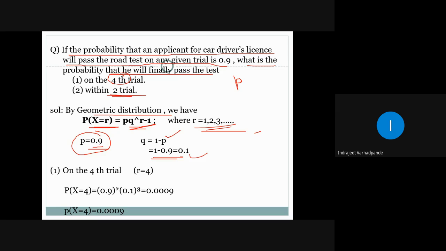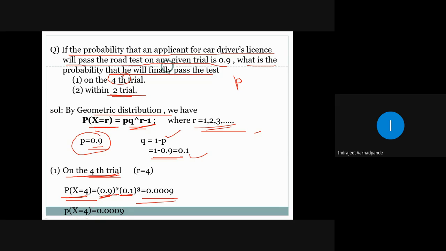So for the fourth trial, on the fourth trial in the performance of the experiment, the success is to be obtained or calculated. Then the probability at x equal to 4 will be p, which is 0.9, multiplied by q, which is 0.1, raised to power r minus 1. R minus 1 means 4 minus 1, which is 3, and hence our answer obtained is 0.0009.